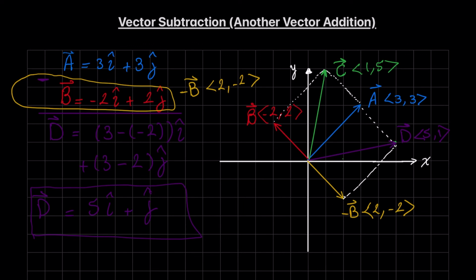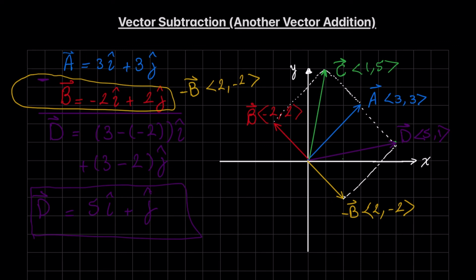All right. So here we have the i hat component of A is 3, minus the -2, which is the i hat component for B. So that's 3 plus 2, which is positive 5. And for the j hat component, the y component, we have 3j hat from A minus 2j hat from negative B. That equals positive j hat. So vector D will have components (5, 1).